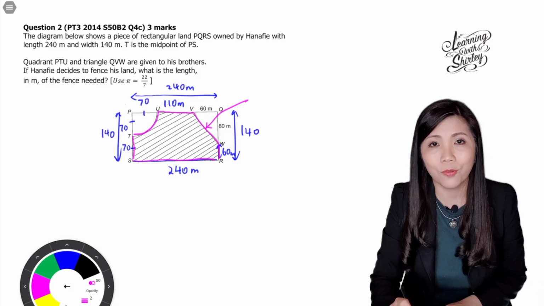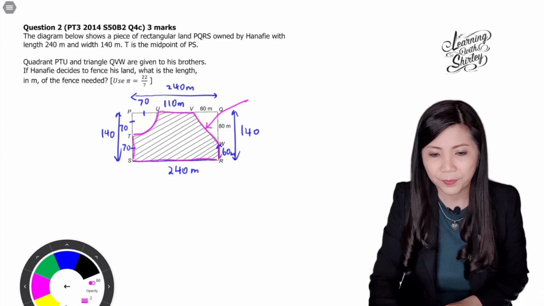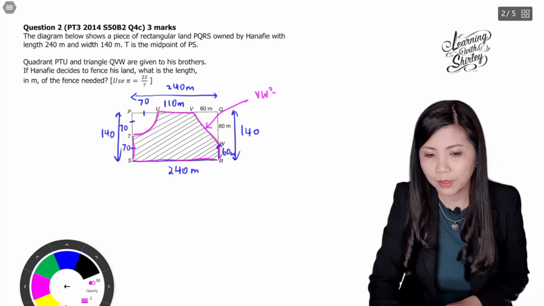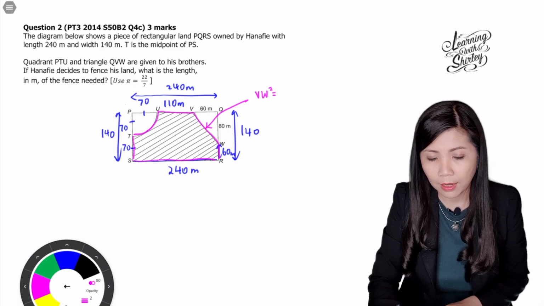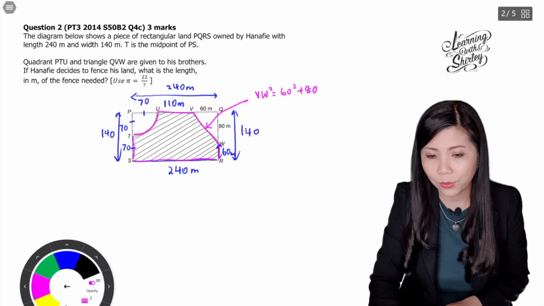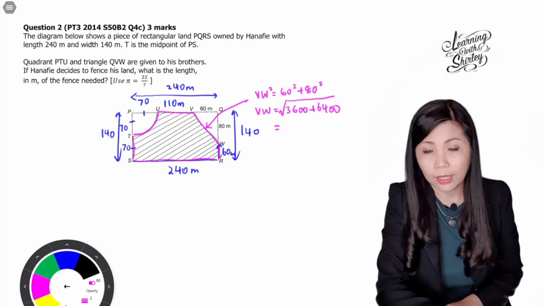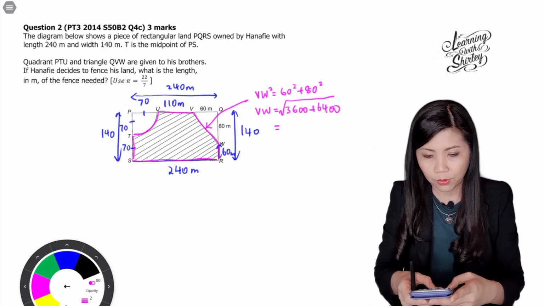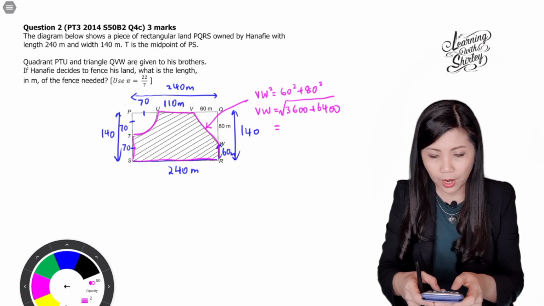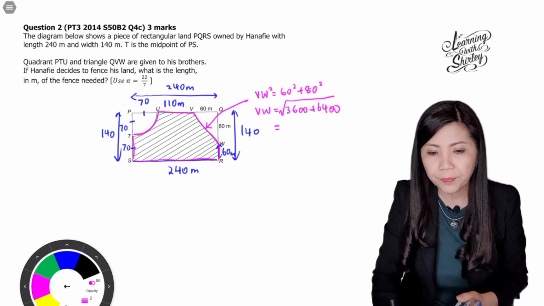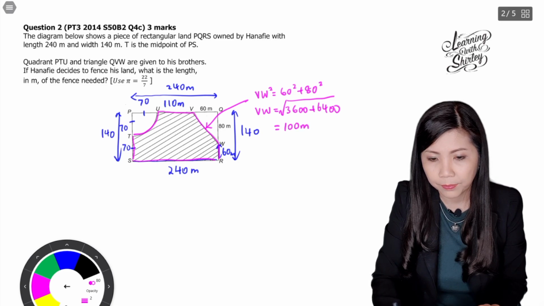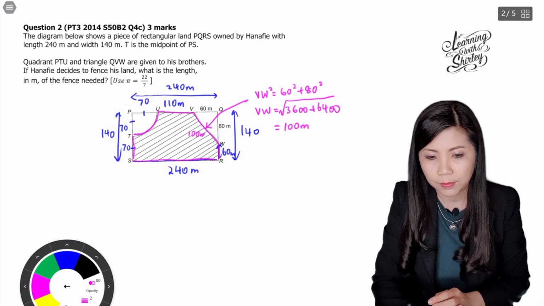Since this is a right angle triangle, we're going to use Pythagoras theorem. To find VW squared, I'm going to add 60 squared plus 80 squared. So VW equals the square root of 60 squared, which is 3,600, plus 80 squared, which is 6,400. Let's calculate this with a calculator: 3600 plus 6400, then square root, we'll get 100. So this is 100 meters. I'm going to write it here.